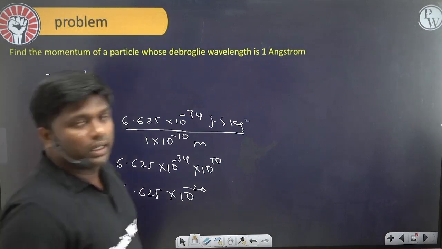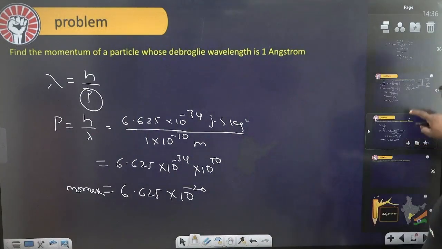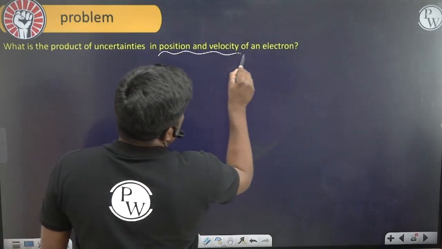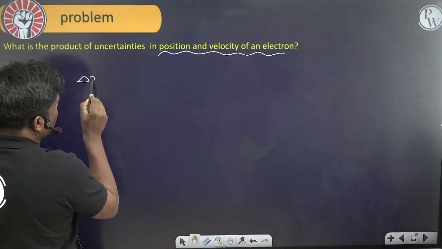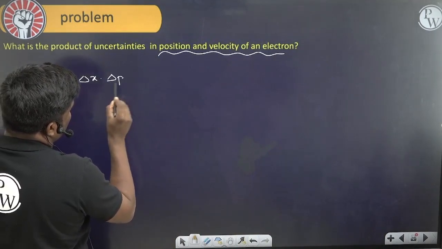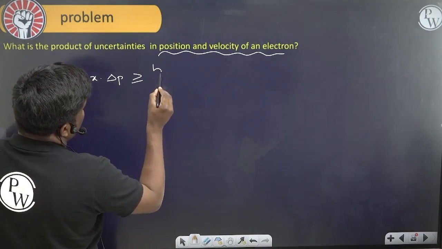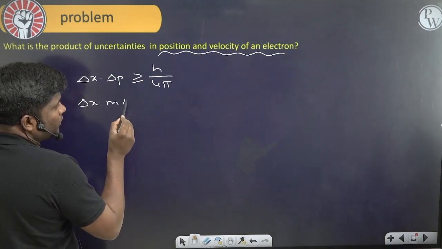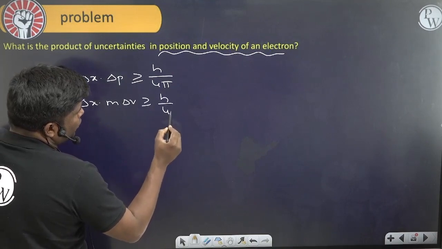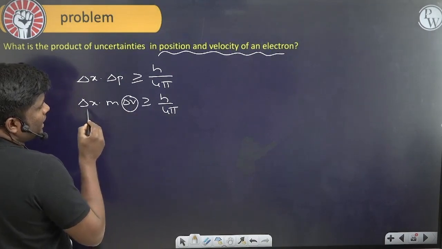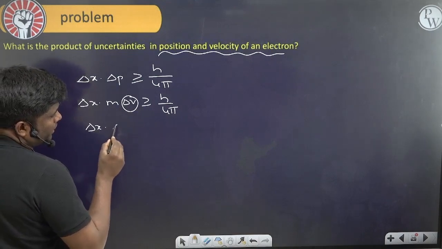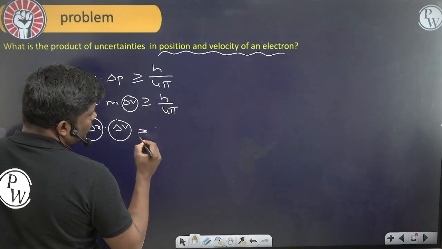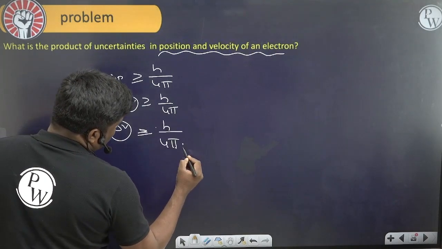Okay, and the next one, the last problem of this session. What is the product of uncertainties in position and velocity of an electron? Position and velocity: delta x and delta p, the formula is greater than or equal to h by 4 pi. For velocity, delta x into m delta v is greater than or equal to h by 4 pi. Only velocity and position are asked, so delta x into delta v, the uncertainty in the position and the velocity, is greater than or equal to h by 4 pi m.